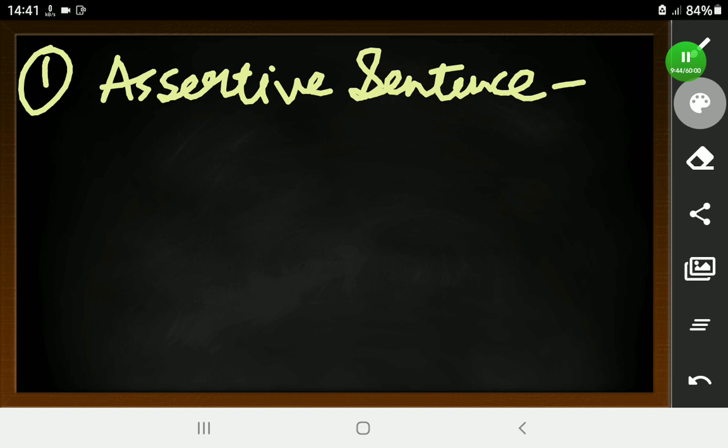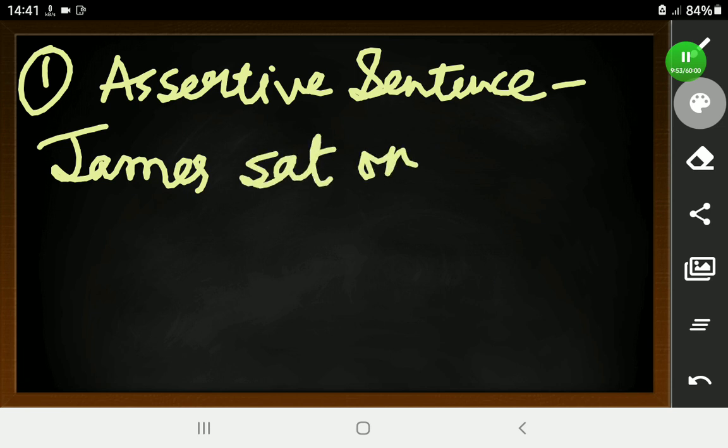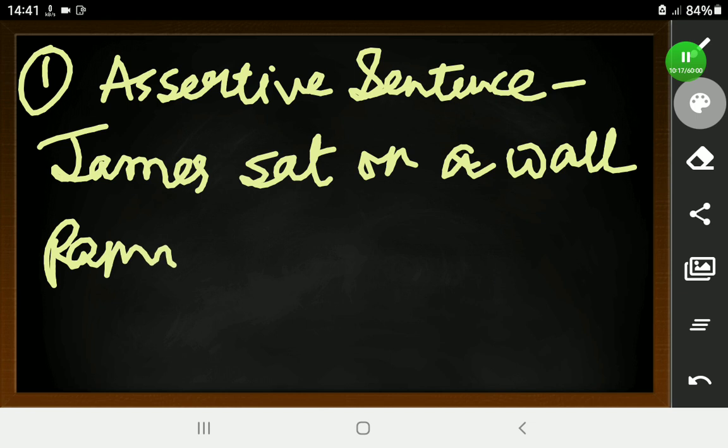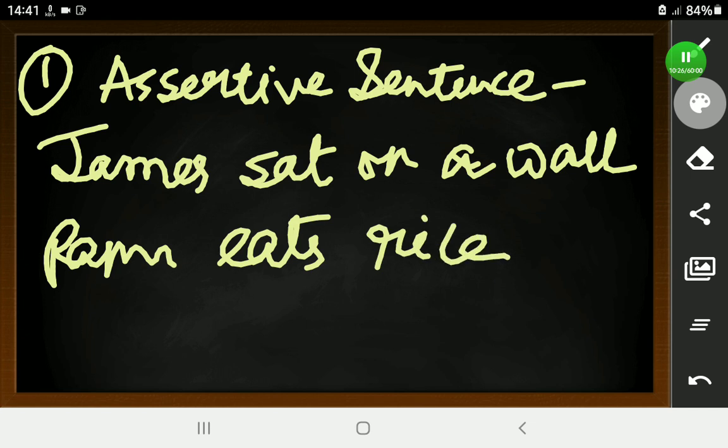Example may be James sat on a wall. Now this is a normal statement. These are called assertive sentences. These just state that James sat on a wall, or maybe this may also be an example, the example I gave a little before when I was talking about sentences, that Ram eats rice. So these are just statements.